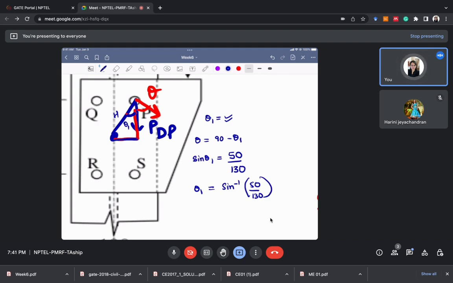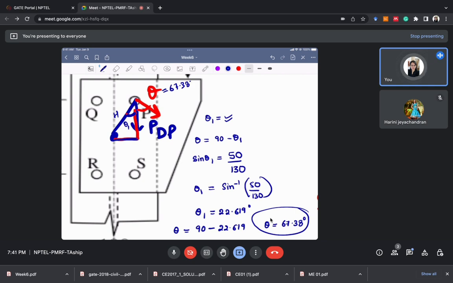So what is the value we are getting? The value of this theta 1 is 22.619 degree. You can try to calculate it. And so the value of theta will be 90 minus 22.619. The value of theta we got as 67.38 degree. So this way we can calculate the value of this theta, which is 67.38.